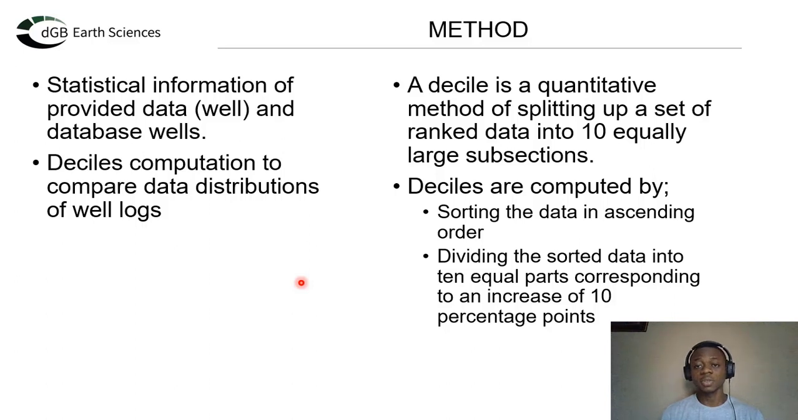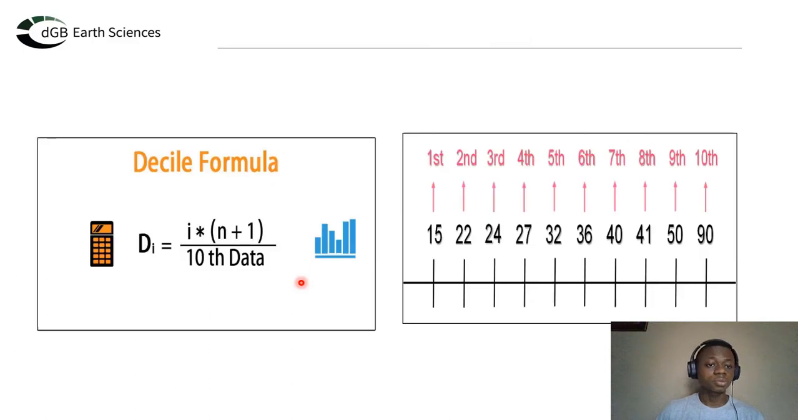A decile is a quantitative method of splitting up a set of ranked data into 10 equally large subsections. So deciles are computed by first sorting the data in ascending order, and then dividing the sorted data into 10 equal parts, with each corresponding to a percentage increase of 10 percentage points. So over here we have a formula for computing deciles.